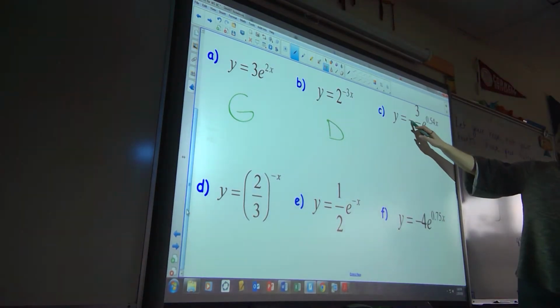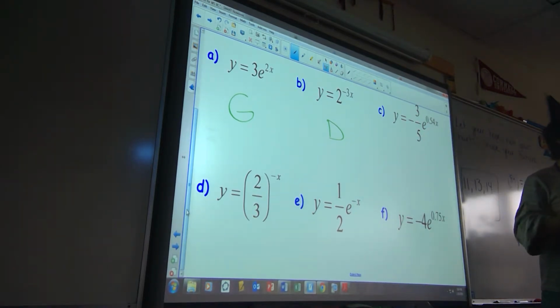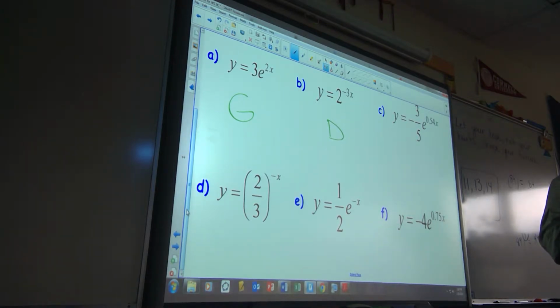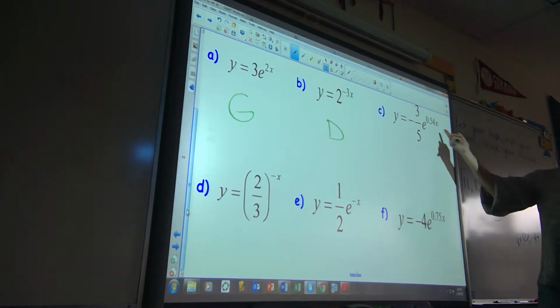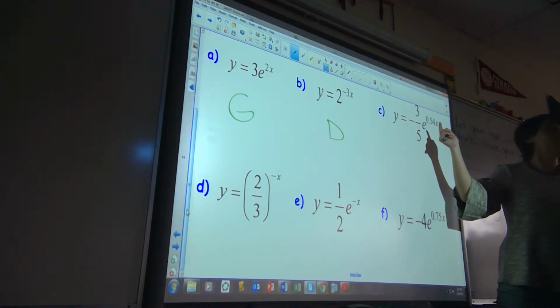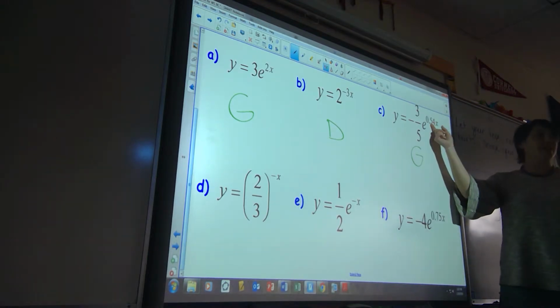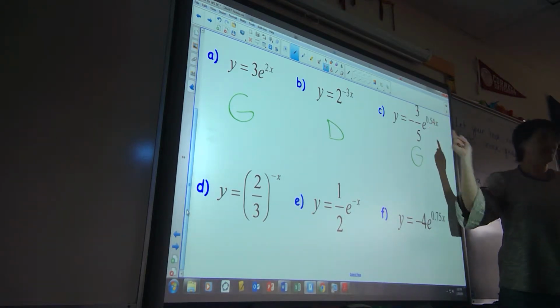What about negative 3/5 times e to the 0.54? Decay. It's growth. Growth. Notice that the only differentiator was whether it was positive or negative, not the magnitude of the number. So the fact that the number is a decimal doesn't change it from growth to decay. This is still growth. Remember that fractional exponents are like radicals.